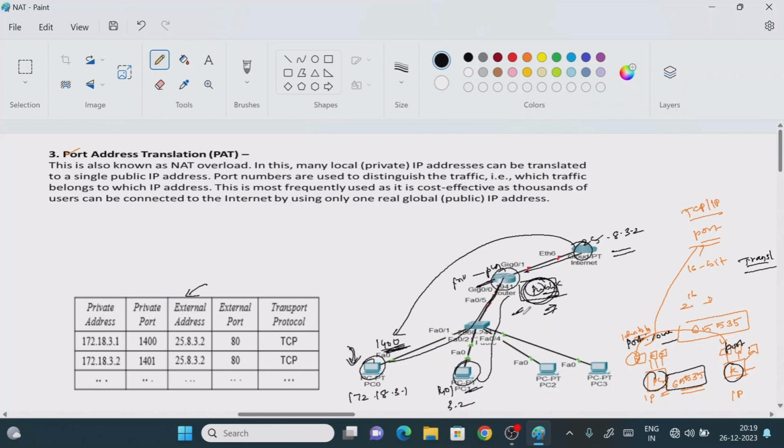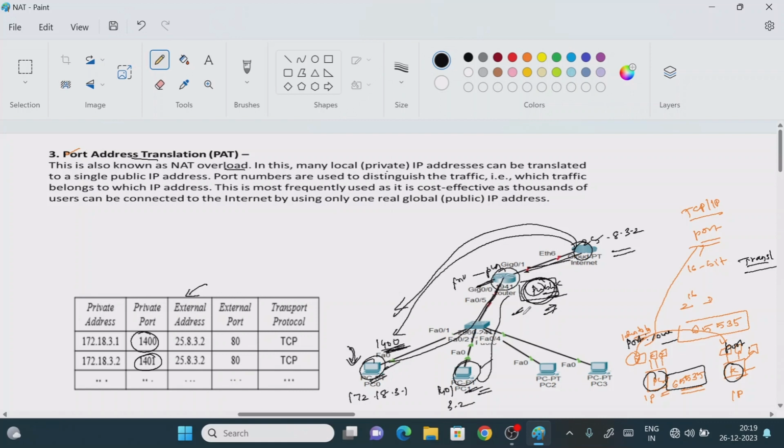See, but how are we able to differentiate? After going to this machine using the same public IP, and this machine also using the same public IP, the moment it is coming back to the system, it should be identified, right? So how is it going to identify? Based on something called the unique port number of each system. It means that here we have the concept called port address translation. This is also called NAT overload.